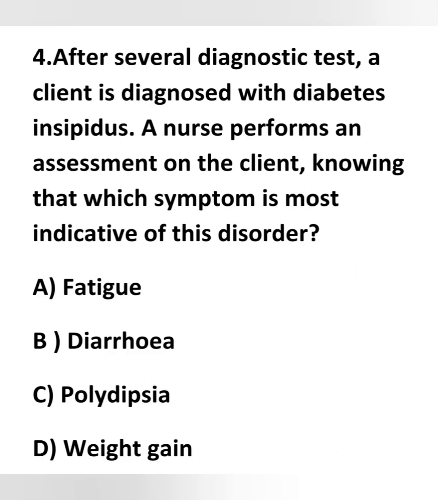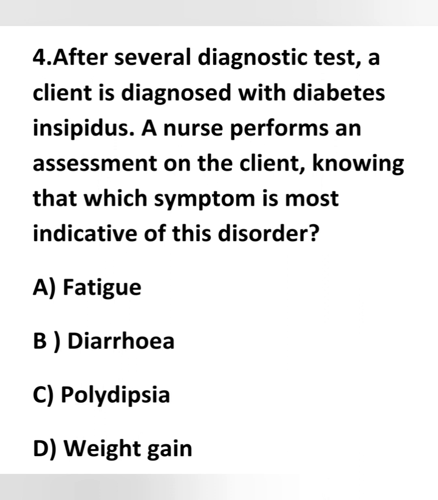Next question, the fourth question. After several diagnostic tests, a client is diagnosed with diabetes insipidus. A nurse performs an assessment on the client, knowing that which symptom is most indicative of this disorder. Our options are: option A, fatigue; option B, diarrhea; option C, polydipsia; option D, weight gain. So the nurse is assessing the patient and thinking about which symptom is most apt for a diabetes insipidus patient.